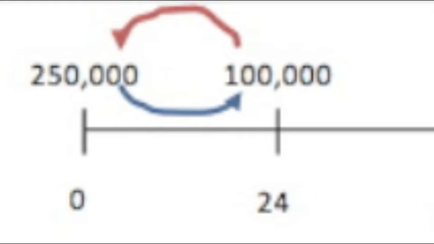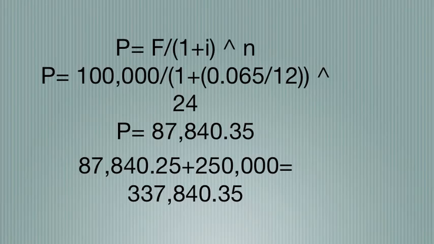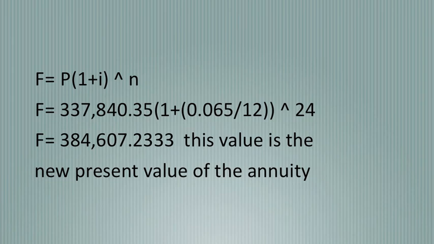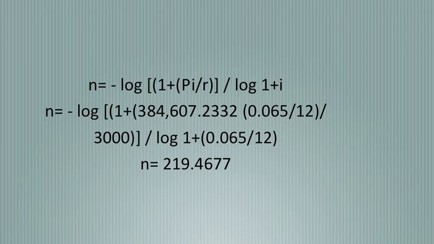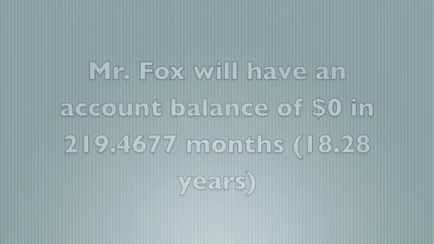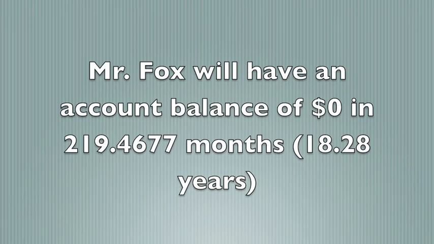First, we take the second amount of the deposit 2 years back to the present in order to know the value of the money in the present. We have to add to this present value the initial deposit. We have to take this amount 2 years to the future. Then we have to find the number of payments with the formula of time. Finally, Mr. Fox will have an account balance of 0 in 18.28 years.